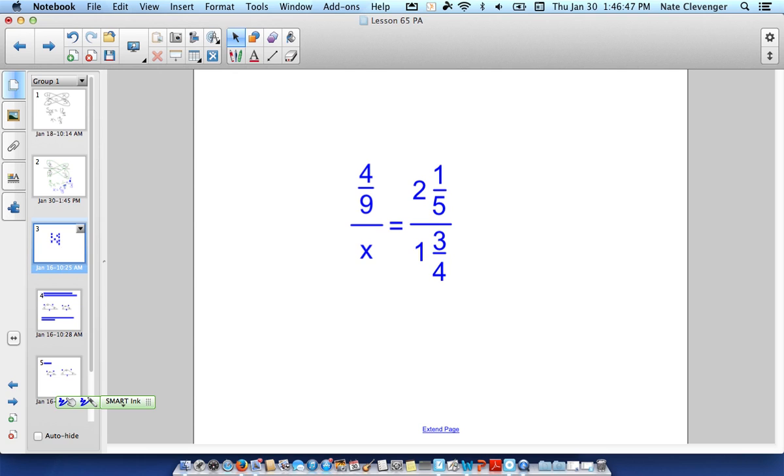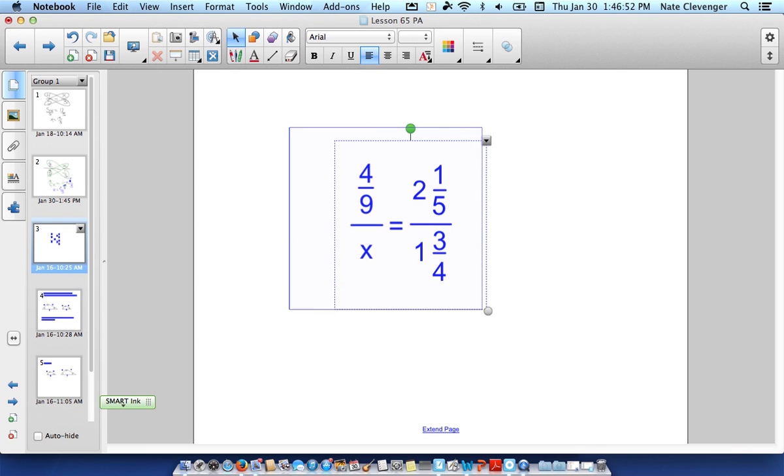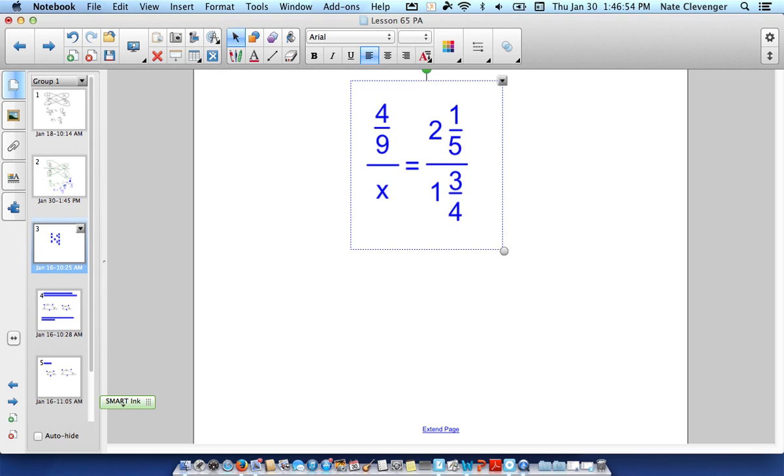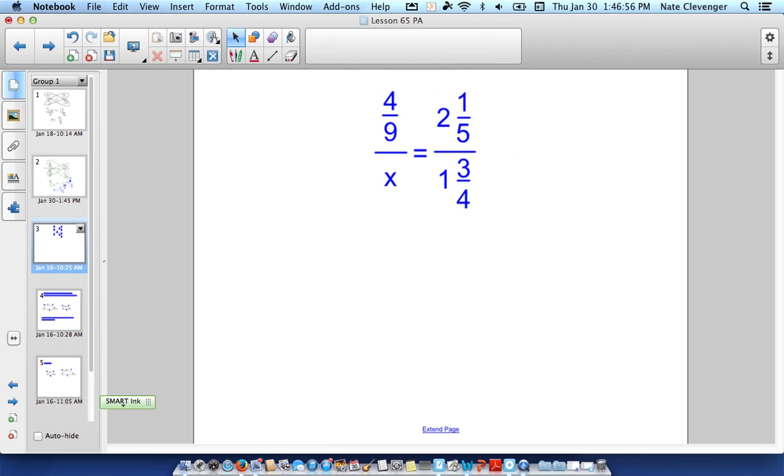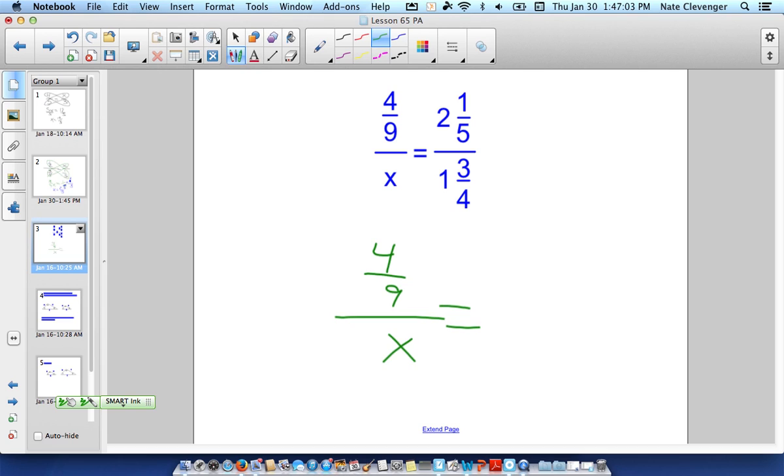So let me slide this up. And I'm going to rewrite it. The left side's going to stay the same. 4/9 over x equals, Mary, what's the improper fraction for 2 and 1/5? 11/5 over the improper fraction for that one, Josh, is 7/4.